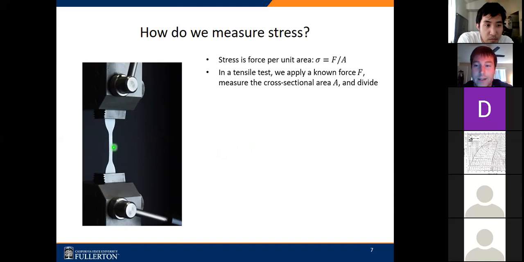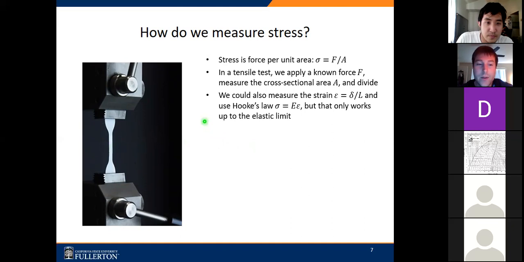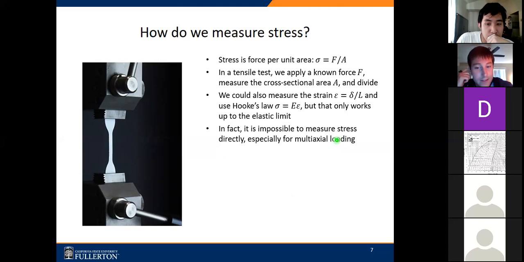We can also measure strain. So if you use a strain gauge, you can measure strain, and you can use Hooke's law to get the stress. The problem with that is it only works up to the elastic limit. It's not going to work after the specimen yields. So in fact, it's actually impossible to measure stress directly. That's true of the tensile test specimen. It's even more true if you have multiaxial loading like a compact tension test.